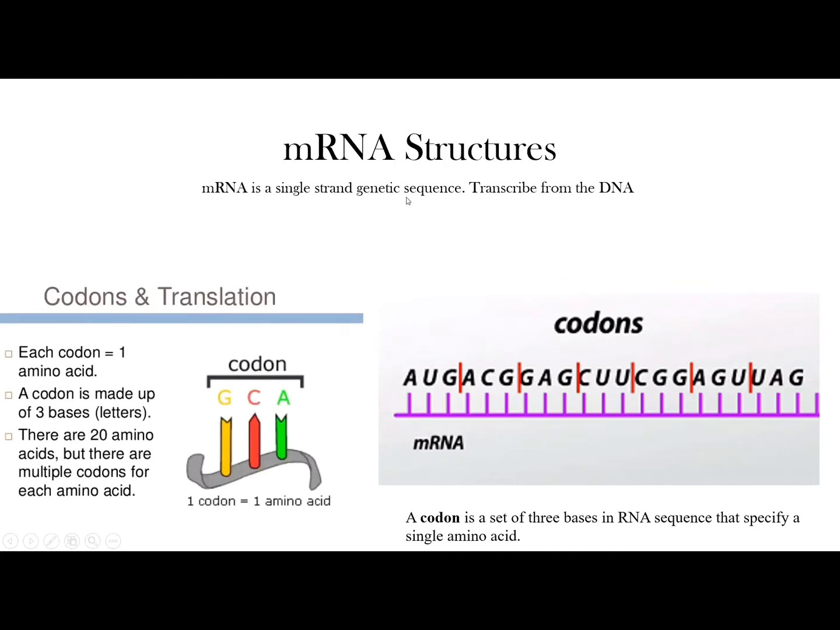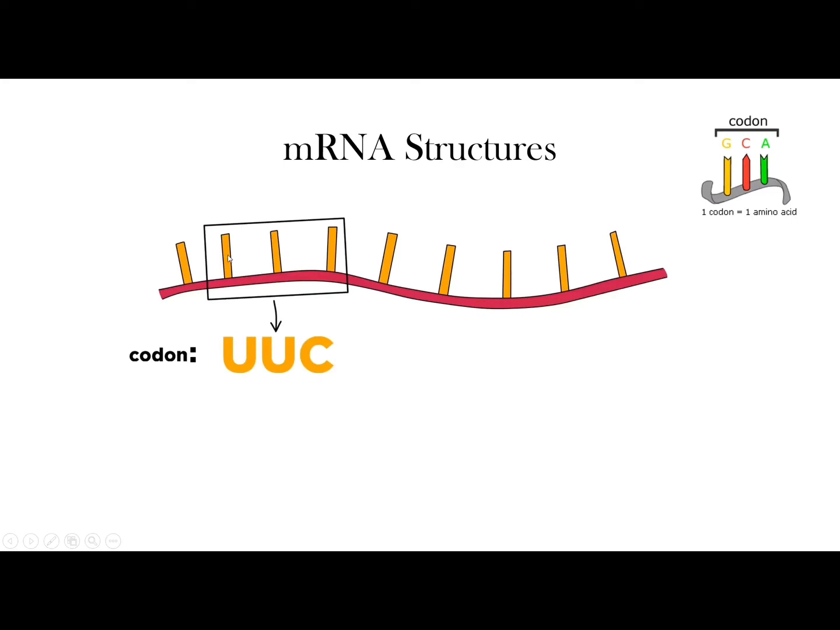First, the mRNA structure. mRNA is a single-strand genetic sequence transcribed from DNA. It consists of multiple sets of codons. A codon is a set of 3 bases in an RNA sequence that specifies a single amino acid. For example, these 3 nucleotide bases are one set of codon, and one codon will produce one amino acid.